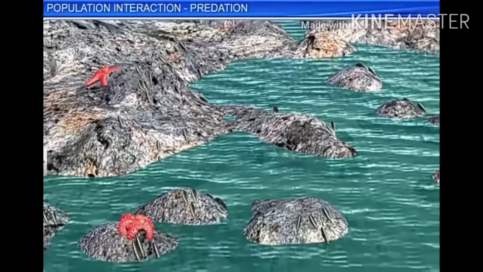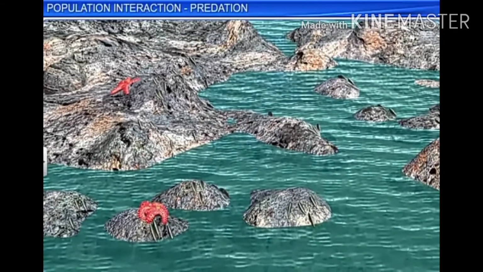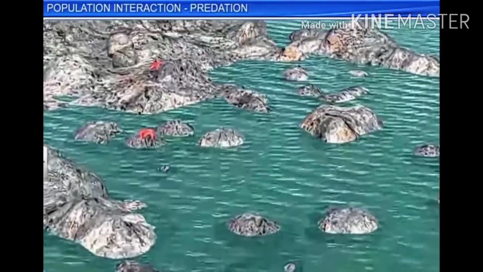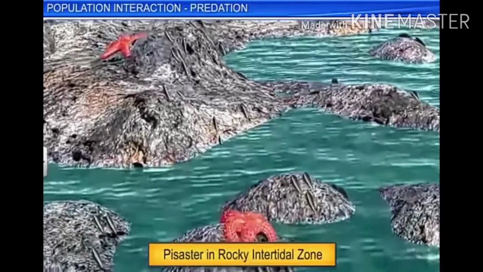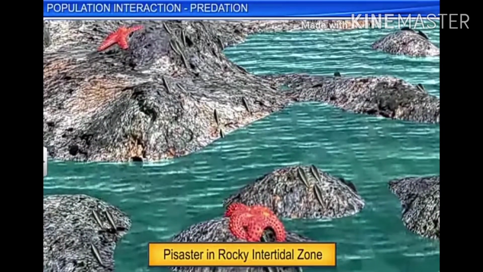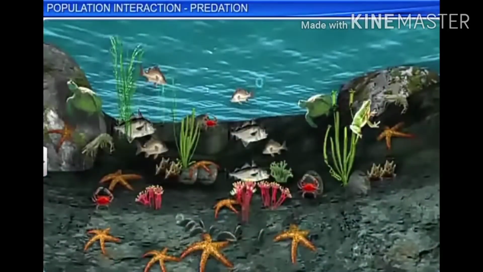Another function of predators is to help maintain species diversity, thereby minimizing the intensity of competition among competing prey species. For example, a starfish, Pisaster, is an important predator in the rocky intertidal communities on the American Pacific coast. It feeds on a mussel, Mytilus, and is responsible for maintaining the species diversity in intertidal communities.